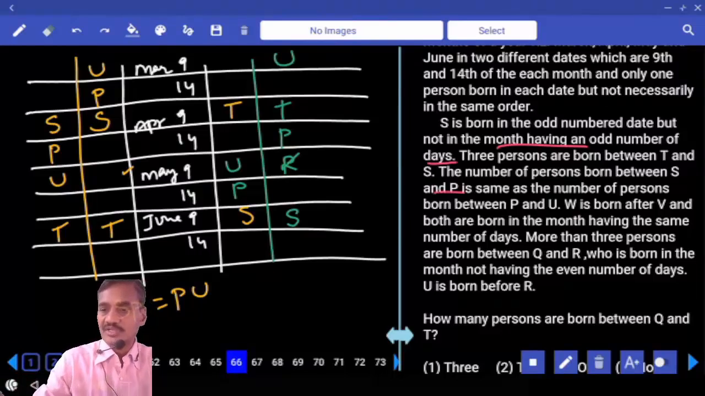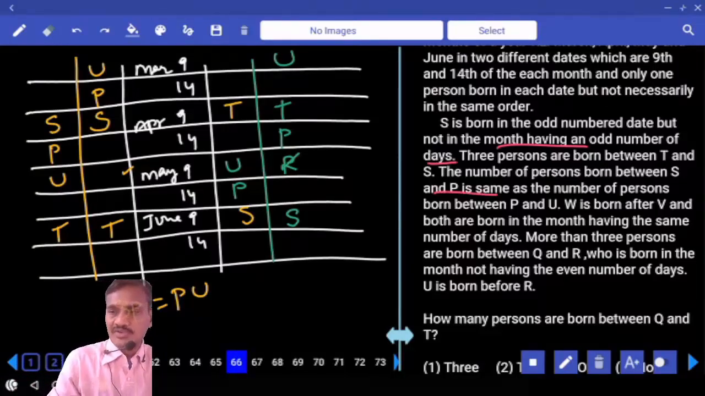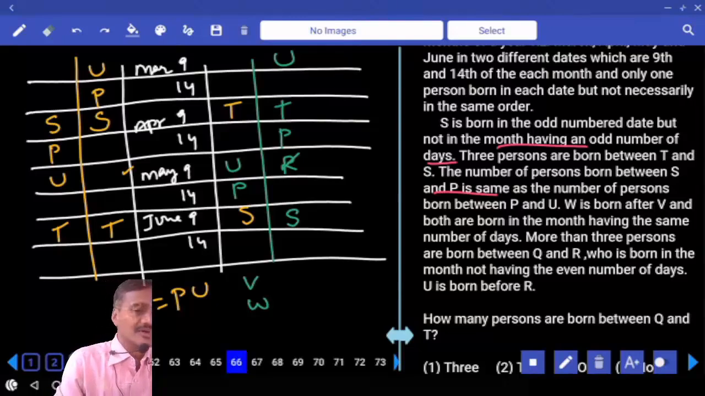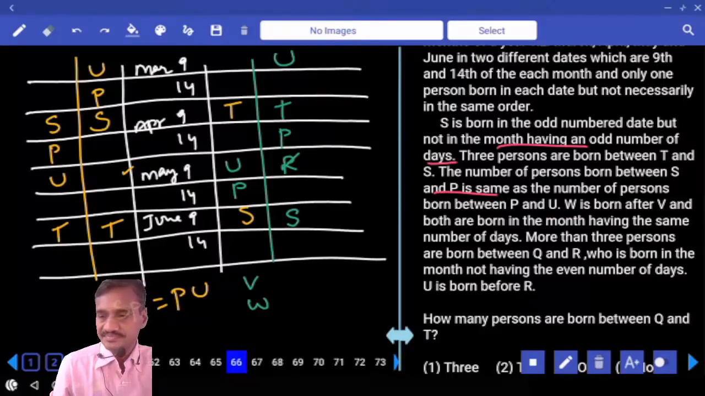And 3 persons between N. W is born after whom? W is born after V, and both are born in months having the same number of days. Now they are either March and May or April and June.